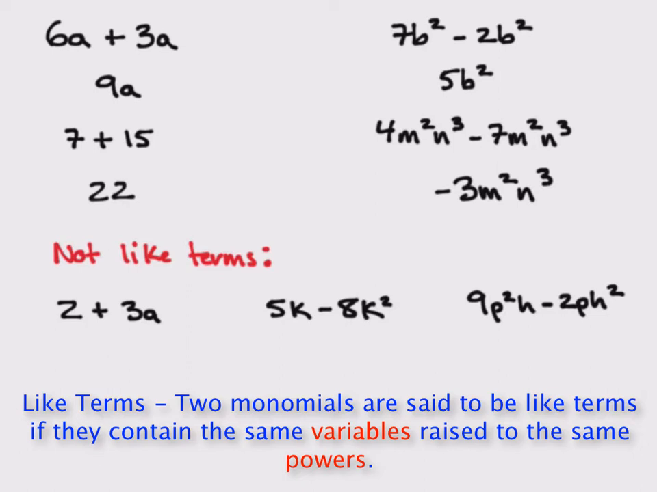Or 5k minus 8k squared. We don't know what number k is. We don't know what number k squared is. But k and k squared are different numbers. So we have 5 of some number minus 8 of a totally different number. We can't combine these at all. We just leave it as is. For the same reason, p squared times h is a different number from p times h squared. So we've got 9 of one number minus 2 of a different number. It's apples and oranges. We can't combine them. We leave it as is.